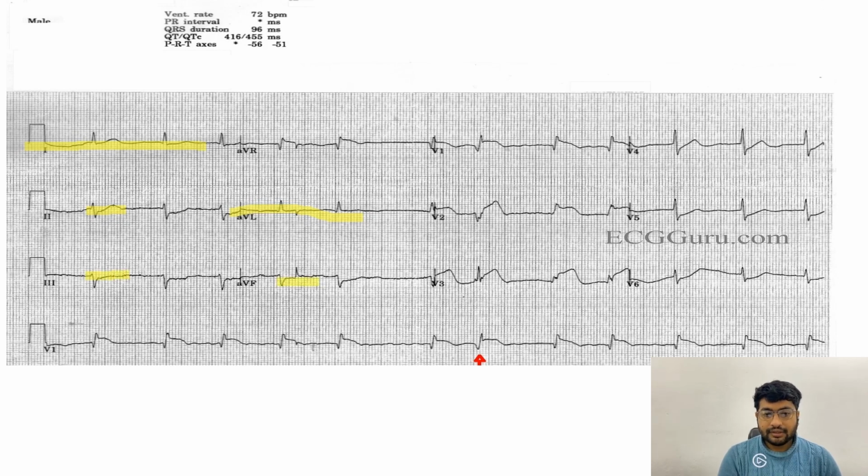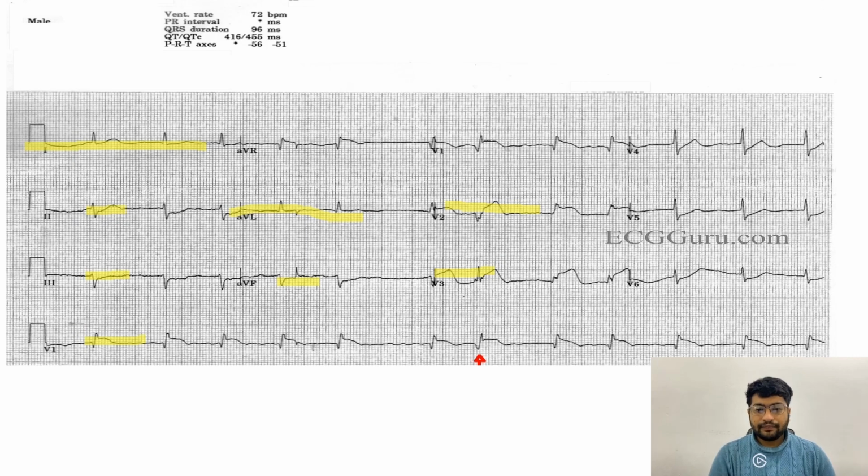Alright. And if we look at V1, we have elevation here. We have elevation in lead V2. We have elevation in V3. And then we start seeing some depression. So what this is, is anterior wall MI. This is anterior wall MI with reciprocal depression in inferior wall. So this is our isolated anterior wall MI with some reciprocal depression in the inferior wall.